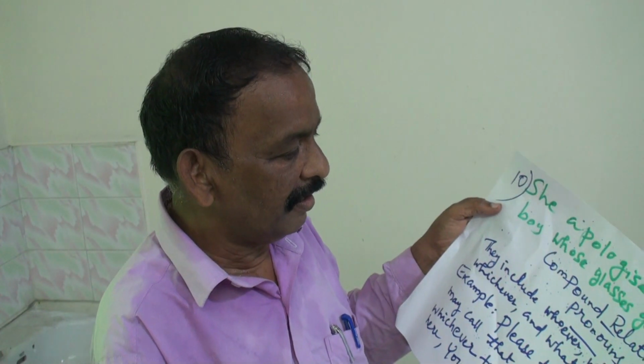He apologized to the boy whose glasses got broken. Got broken means broken by somebody. That is the passive sense. Actually, for example, I have my hair cut. Means I got my hair cut. I have got my hair cut. Otherwise, I had my hair cut. That is past perfect.